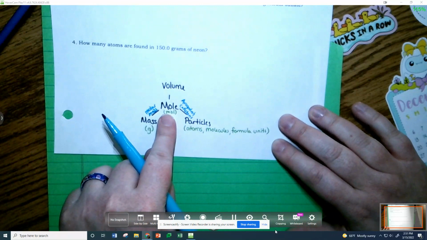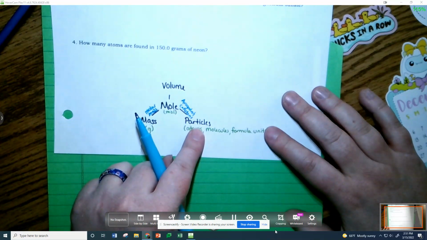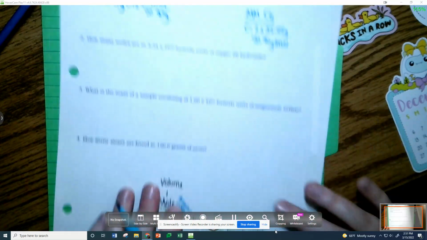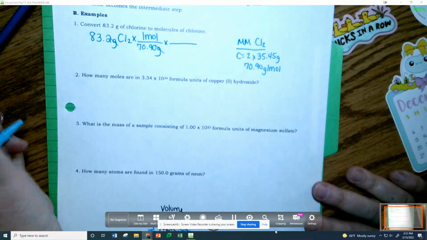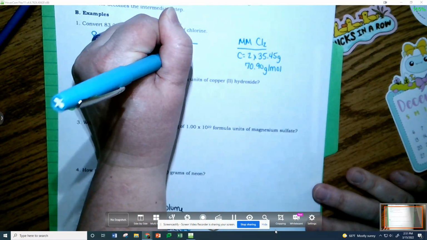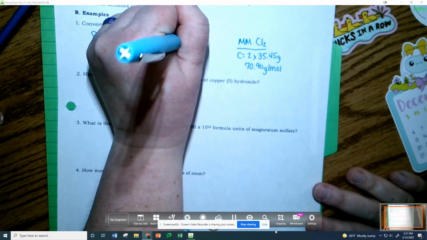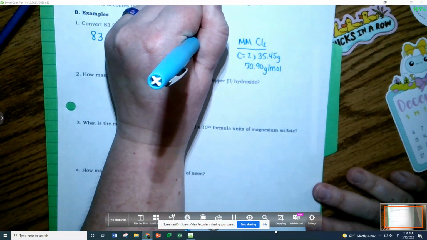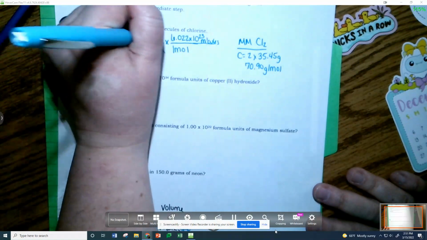Again, I know that I'm not done because I want to count this in particles being molecules, and that's going to be done through Avogadro's constant. So from here, we got one more step. Moles is my numerator, so that means moles will go in my denominator of my second conversion factor. Avogadro's constant will go up top. Now you're ready to solve.